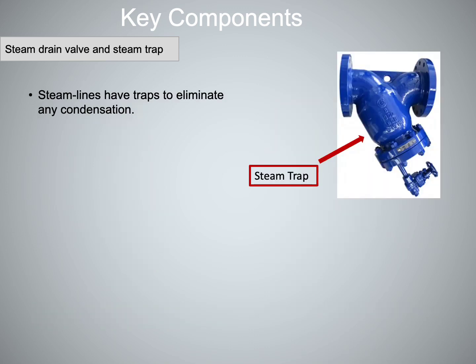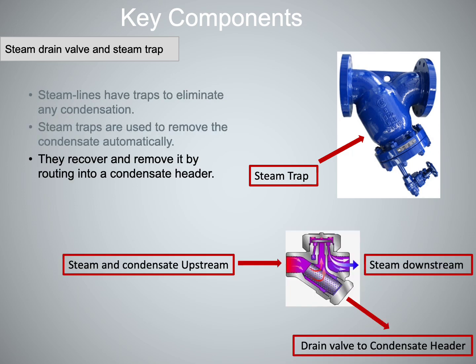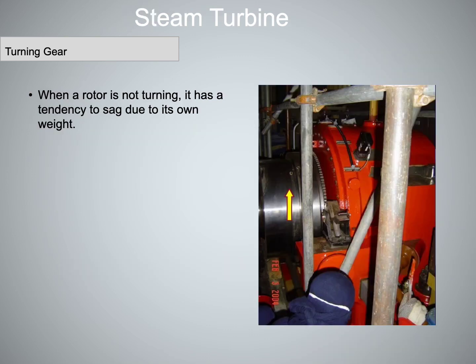Steam lines have traps to eliminate any condensation. They recover and remove it by routing into a condensate header. They are installed at several places in steam lines. When a rotor is not turning, it has a tendency to sag due to its own weight.